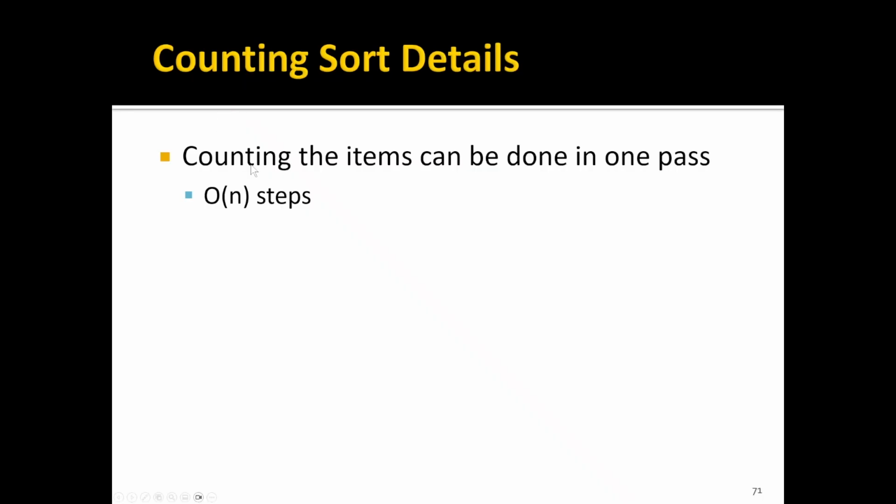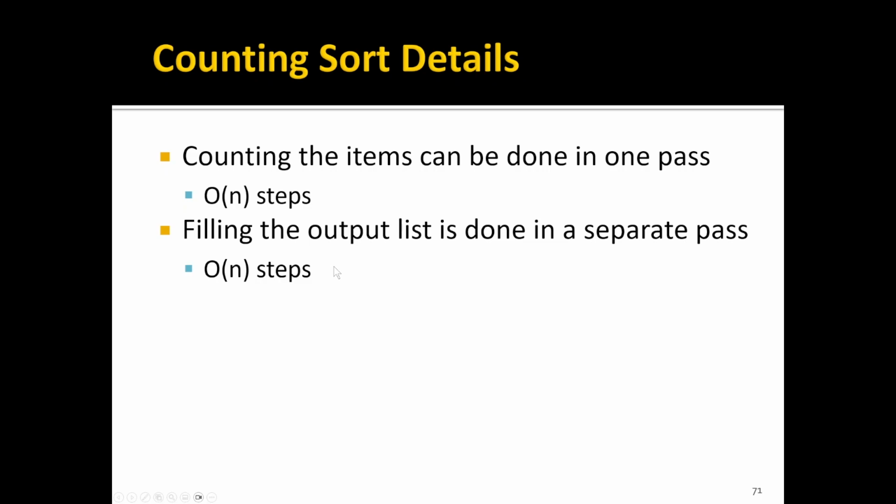So if we can count all of the items in a single pass, that takes order n steps to just count 1 for each item. And then filling the output list can also be done in a separate pass, which again takes order n steps. Then in total, we're doing n plus n work. Notice it's not n times n, because we do one, we finish that one, and then we start the next. We're not repeating one of those for each time through the other.